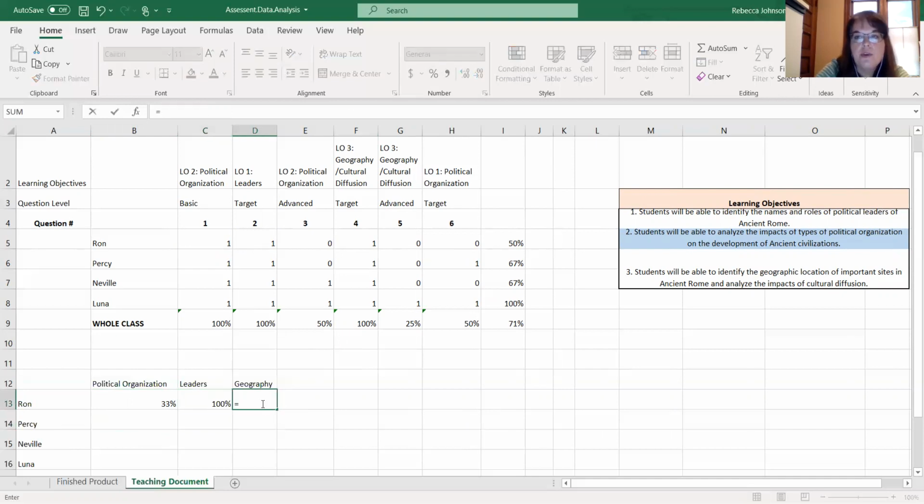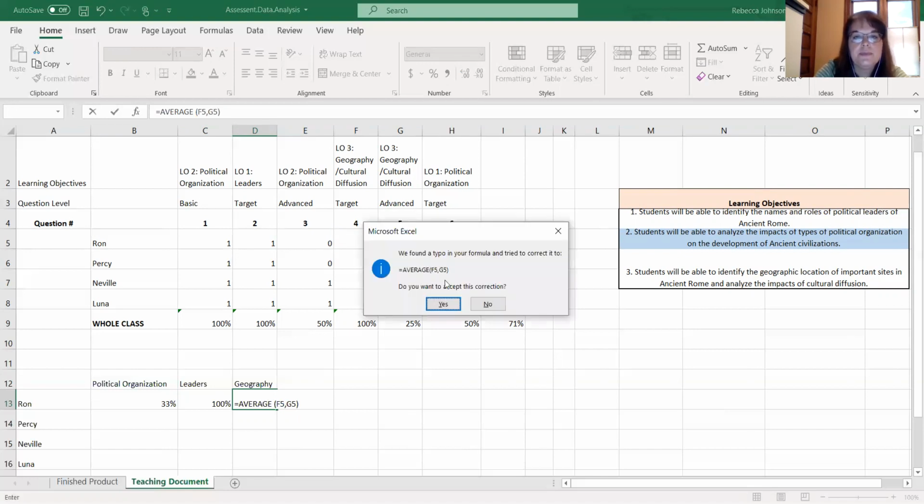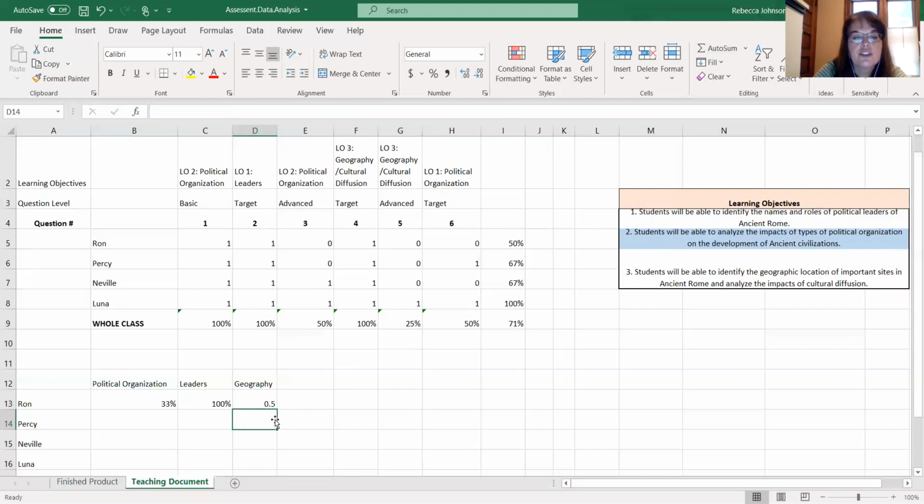And then I'm going to have the average of his questions about geography. So for Ron, that is question 4 and question 5. If you put an extra space, it gives you that error message. All right, so now I have political organization, leaders, and geography.